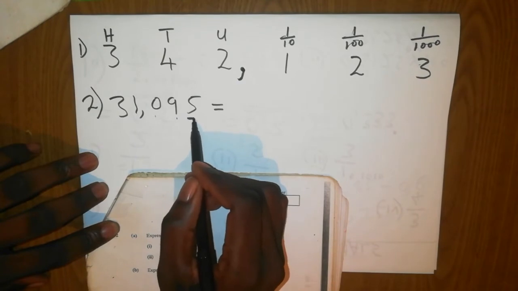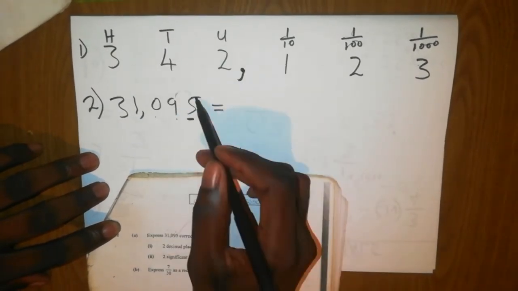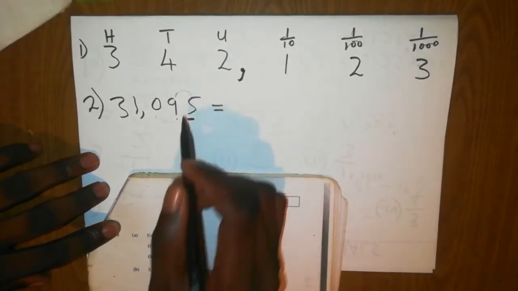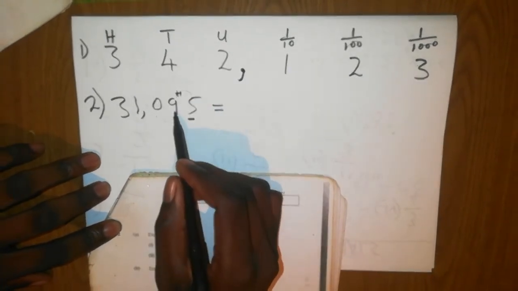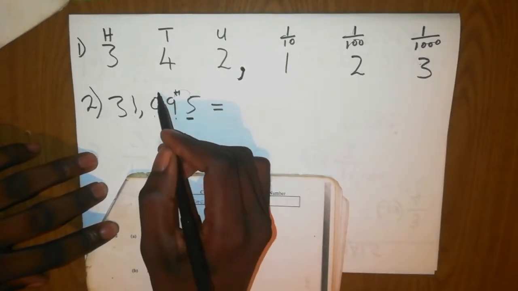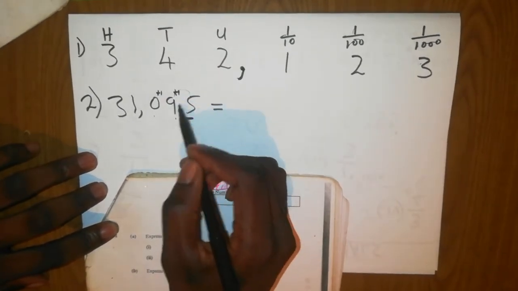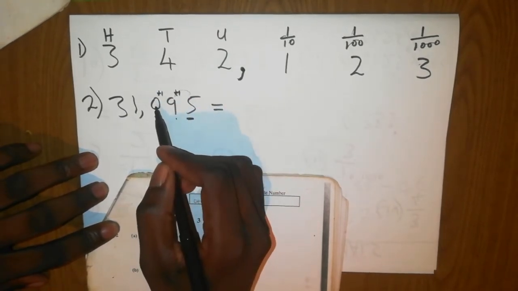Then we look at the third digit. The third digit is supposed to give a plus 1 if it's 5 and above. If it's below, we automatically remove it. In this case, this 5 is going to give a plus 1 there. So here is going to be a 10. Then this 10 is going to give a plus 1 there. So here is now going to become a 0, and then here is going to become a 1.